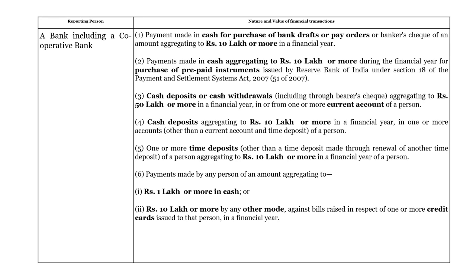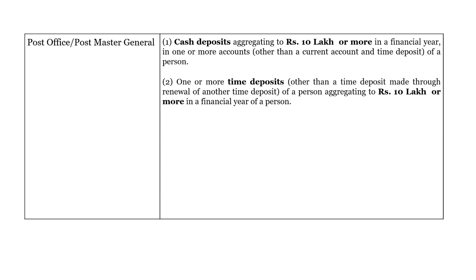Cash more than 10 lakhs. Then cash deposits and cash withdrawals in the current account as well. Then time deposits more than 10 lakhs, or 1 lakh or more in cash. Then 10 lakhs or more by other modes, credit cards, etc. This is the information the bank is required to submit to the income tax department.